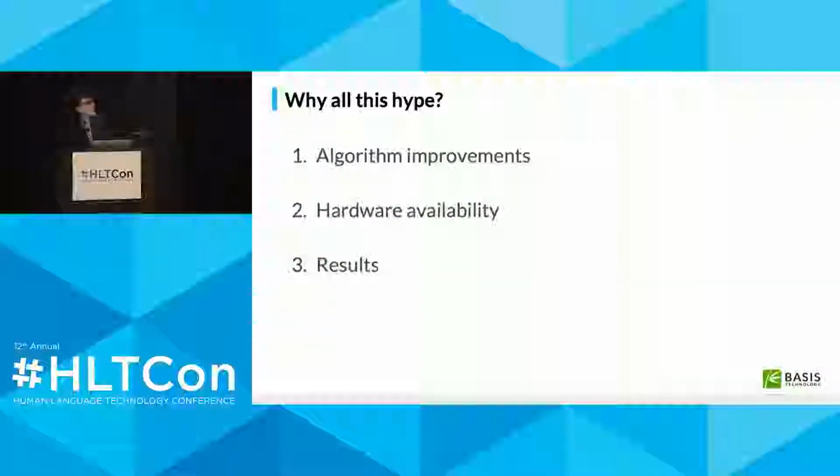Before I get into why we might want to poke at that idea of revolution a little bit, I want to talk about why we're seeing this huge change over the last 6 years. I'm going to very briefly touch on 3 areas: algorithm improvements, hardware availability, and results.